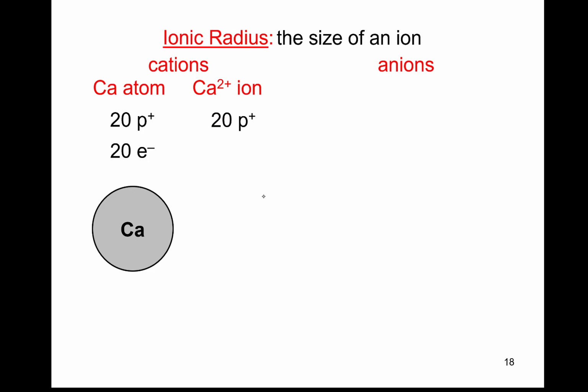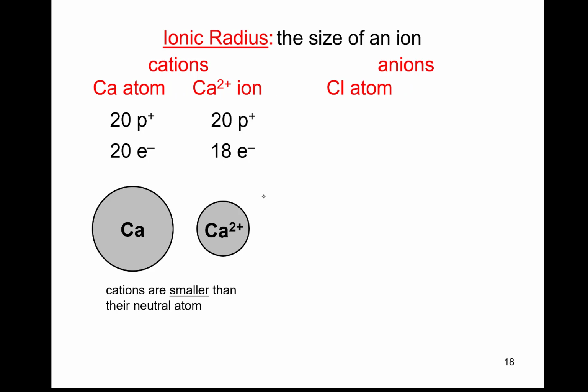It will still have 20 protons because if it didn't, it wouldn't be calcium anymore. But now it would have 18 electrons because it loses 2 to have an electron configuration similar to argon. When it loses those 2 electrons, it's going to get smaller. So relative to its neutral atom, it is smaller. So you can make the general statement that cations are smaller than their neutral atom.